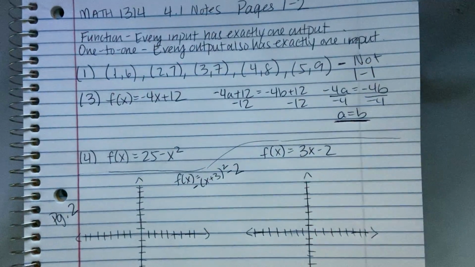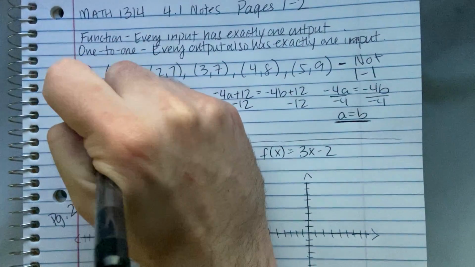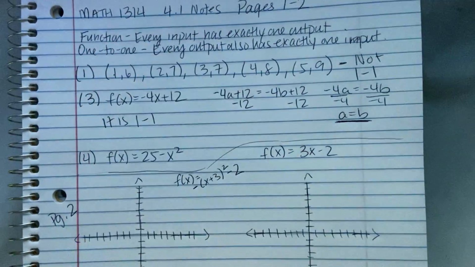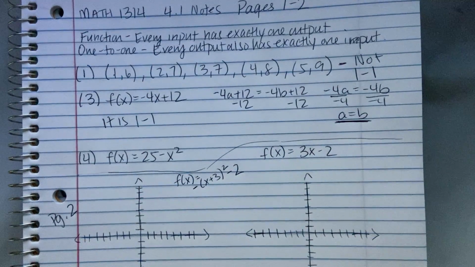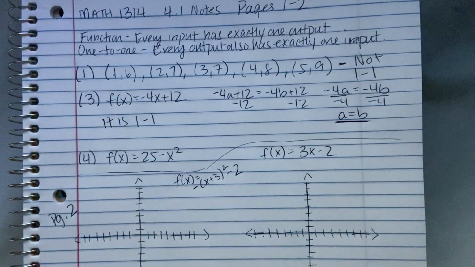If you get exactly a equals b, then that means it is one-to-one. If you get anything else, like a plus or minus or anything like that, it's not one-to-one. Now your other option is if you think it's not one-to-one, all you need to do is find two x values that produce the same y value.